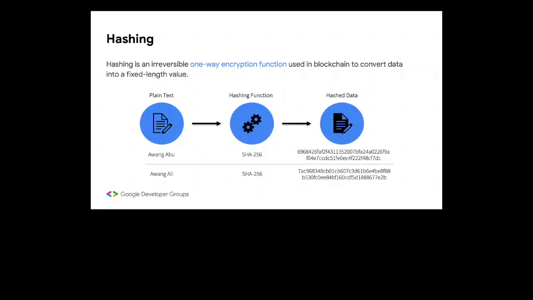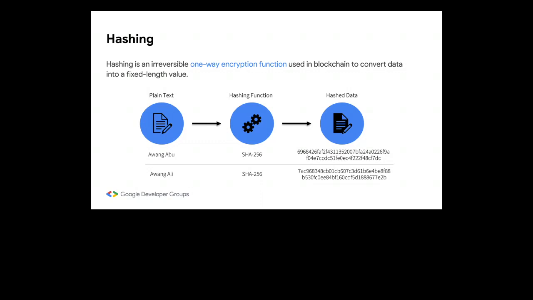So here we have hashing. This is also a security protocol, a one-way encryption function used in blockchain to convert data to a fixed length value. It doesn't matter what you enter, it could be Awang Abu, Awang Ali, the length of the text itself is fixed. Here we are using SHA-256. It's a one-way encryption method called hashing. When we say one-way, it means that we cannot change it back. We cannot decrypt it. Once you change it to that, you cannot decrypt it unless you know it by heart.